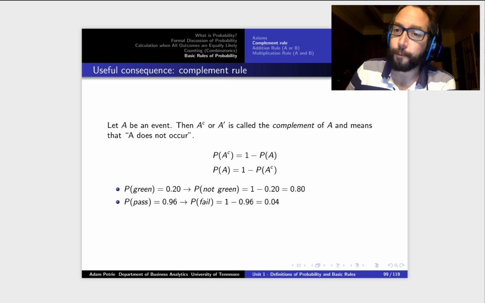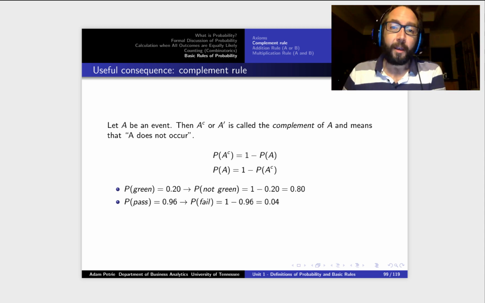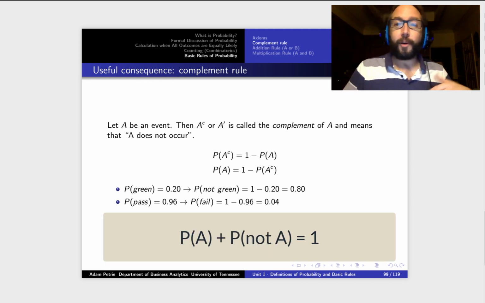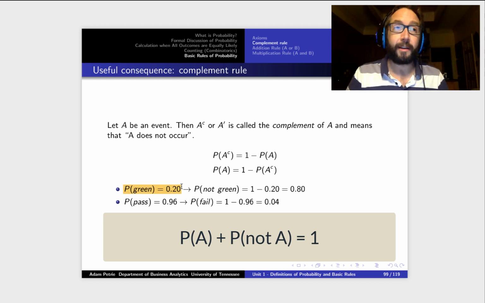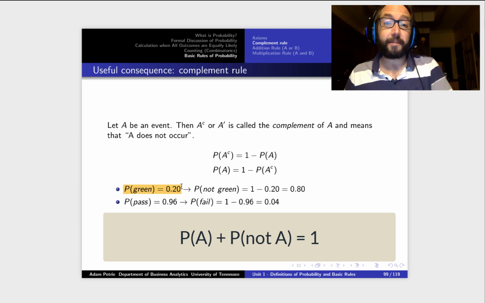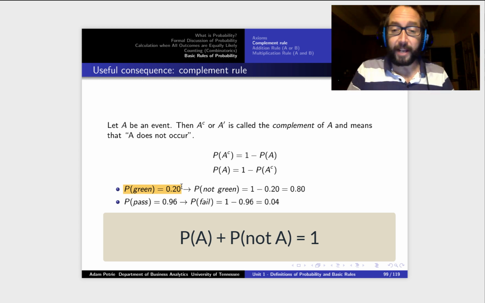Now, another very useful rule is the complement rule. If we know the probability that A occurs, the complement of A, the opposite of A, is going to be referring to the probability that A does not occur. So if the probability that I show up at a stoplight and it's green is 20%, I might be interested in asking, well, what's the probability of the opposite, that it's not green? The complement rule has us covered.